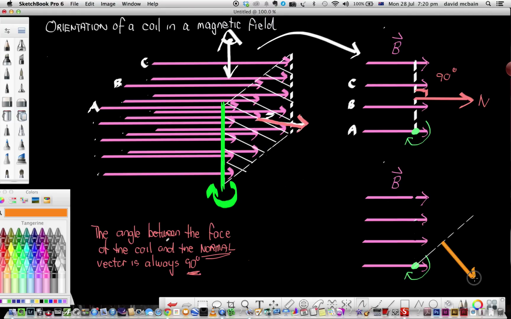So as the coil moves, the normal to the coil moves. And notice once again, that angle there is still 90 degrees between the coil and the normal. So it's always at 90 degrees to the face of the coil. Now in the next lesson, we're going to see how we can make use of this in actually describing the change in flux in a coil.